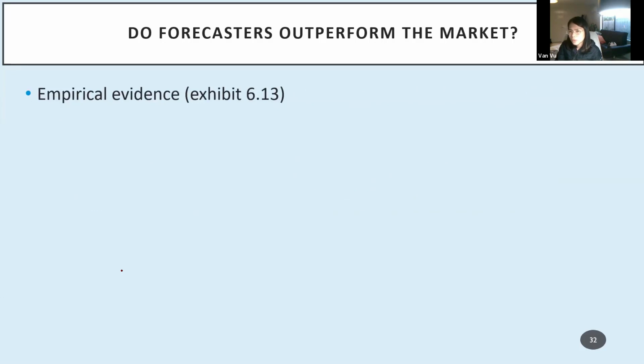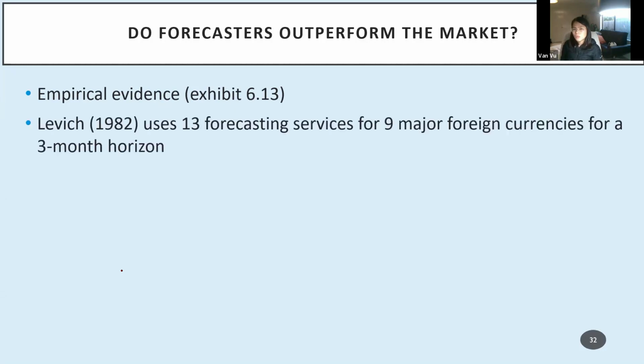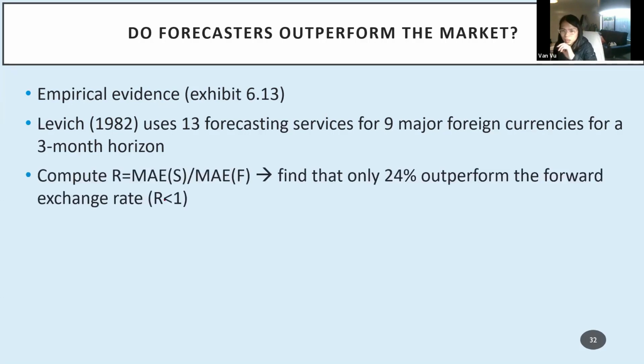If you want to look at the empirical evidence, one example is from a study in Exhibit 6.13 in your textbook. This study looked at different forecasting services for 9 major foreign currencies for a 3-month horizon. For each of the forecasting services, they computed the error ratio between the error from a particular forecasting service and the error from the forward forecast.